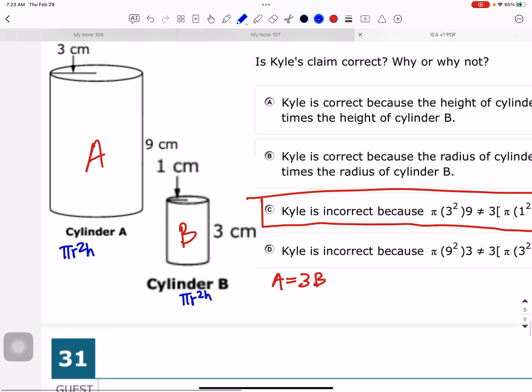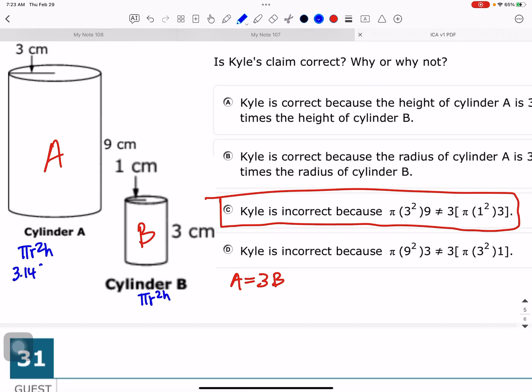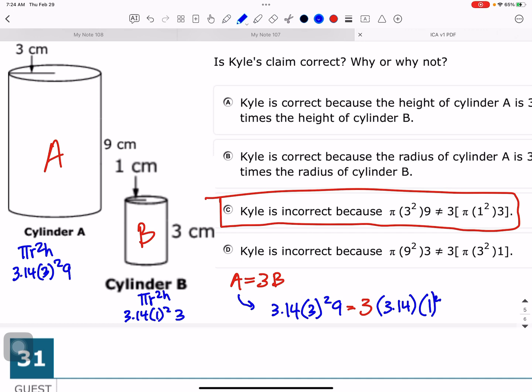The formula for A is 3.14 times the radius of 3 squared times the height of 9. For B, it's 3.14 times the radius of 1 squared times the height of 3. So I'm going to plug in the formulas right here. For A, it's 3.14 times 3 squared times 9. And then equals 3 times the formula for B, which is 3.14 times 1 squared times 3.